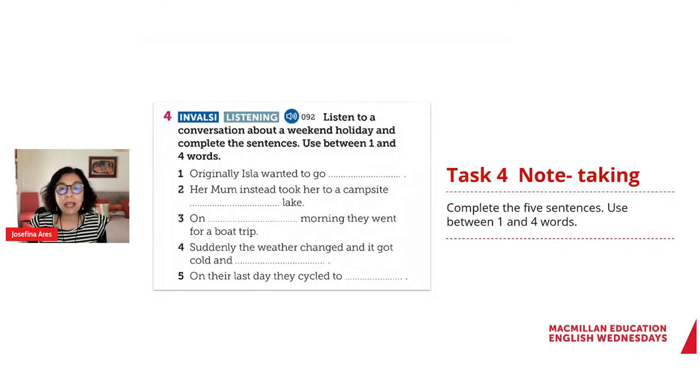So here we have a text, usually a text or sentences, where there are words missing. And in the Invalsi, they use between one and four words. This one is, listen to a conversation about a weekend holiday and complete the sentences. Use between one and four words. Originally, Isla wanted to go. So what do we do in this type of task?